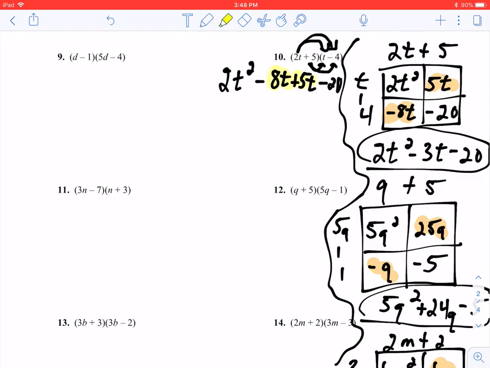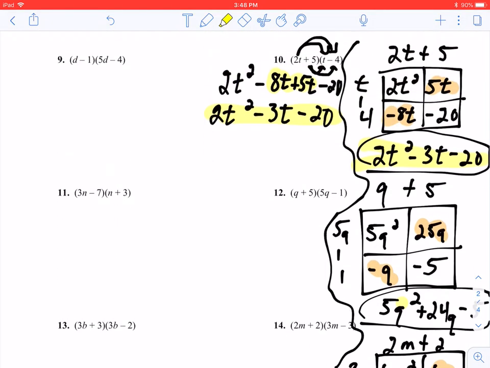From there, the like terms are highlighted right there, negative 8t and 5t. So the 2t squared stays. Negative 8 plus 5 is negative 3t. And then we have minus 20. And let's see, we have 2t squared minus 3t minus 20. Perfect. Got the same answer.